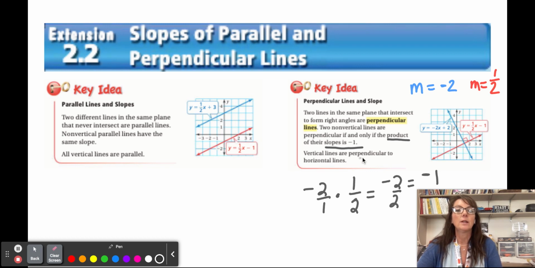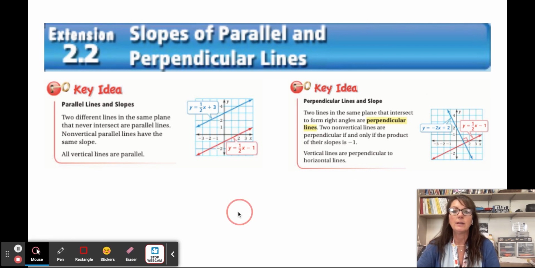Okay, vertical lines are perpendicular to horizontal lines, right? Because think about the x and the y axis themselves are perpendicular to each other. So obviously, if it's a vertical line or a horizontal line, it's going to be perpendicular. But woof, that was like a tongue twister for me. Sorry about that. Here we go. I'm going to clear this and let's get going here.